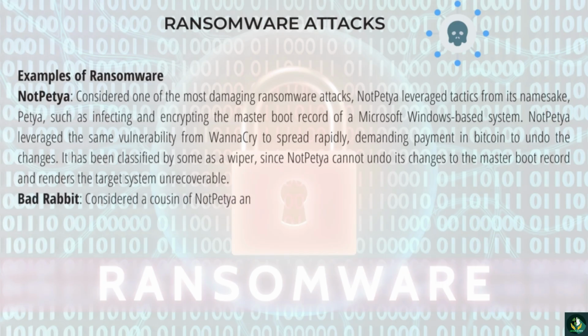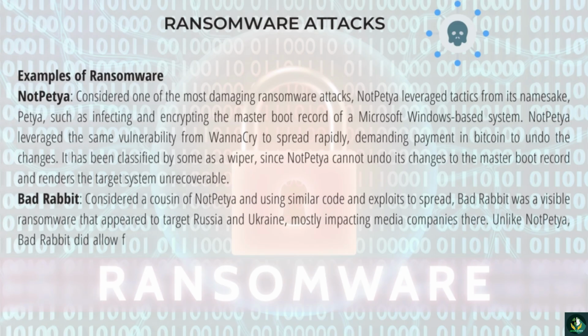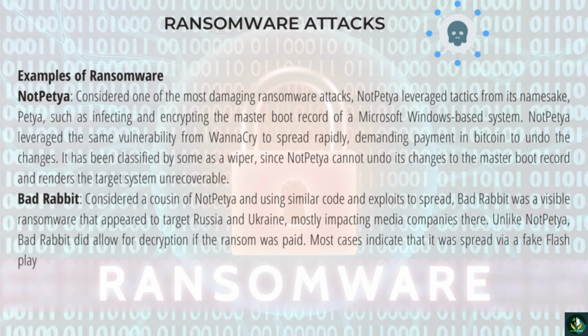Bad Rabbit. Considered a cousin of NotPetya and using similar code and exploits to spread, Bad Rabbit was a visible ransomware that appeared to target Russia and Ukraine, mostly impacting media companies there. Unlike NotPetya, Bad Rabbit did allow for decryption if the ransom was paid. Most cases indicate that it was spread via a fake Flash player update that can impact users via a drive-by attack.